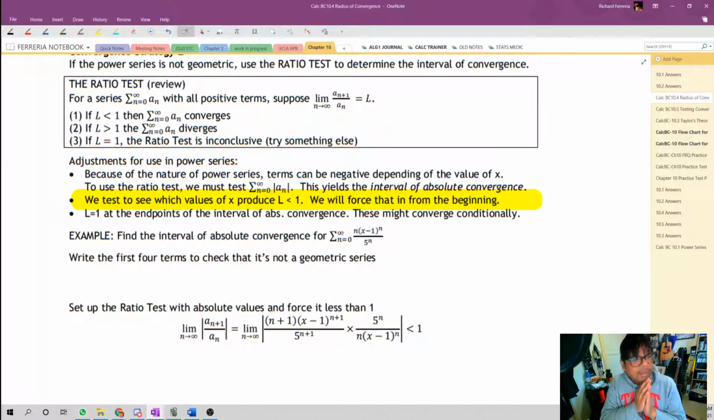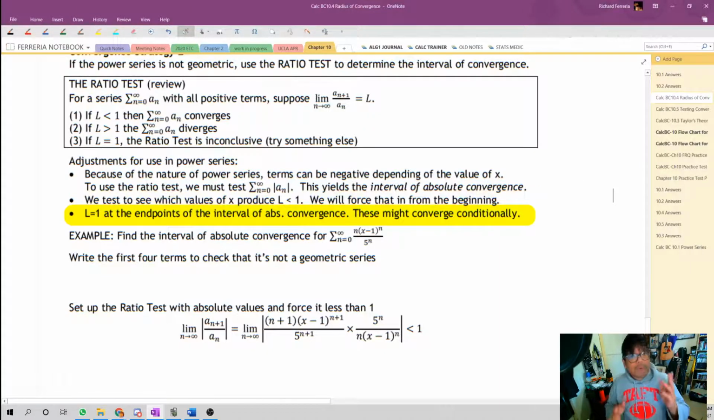Back it up. We're going to do this, and we're going to force our limit to be less than 1, because our expression is going to contain the variable x. So we want to know for what values of x the ratio will be less than 1. That's going to create an interval for x.